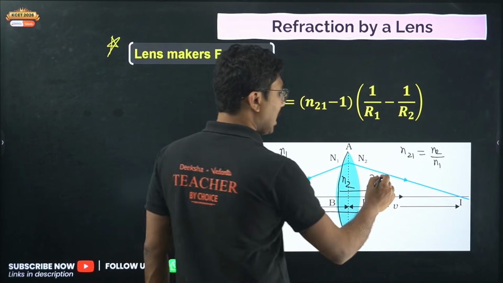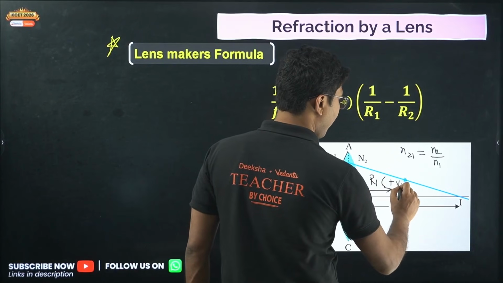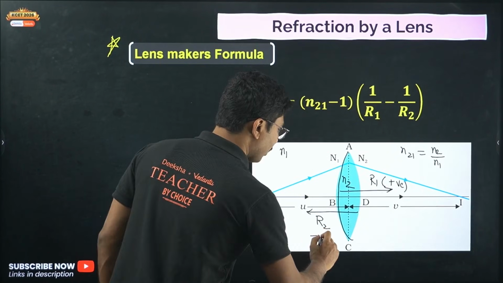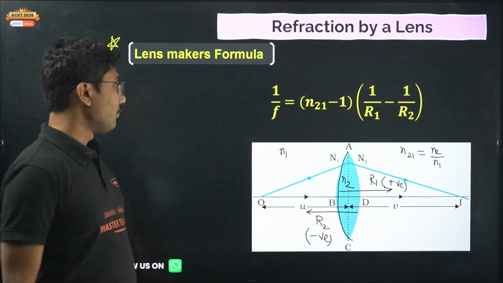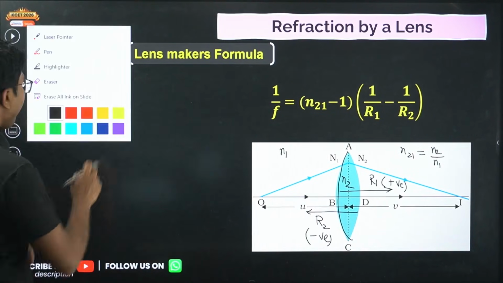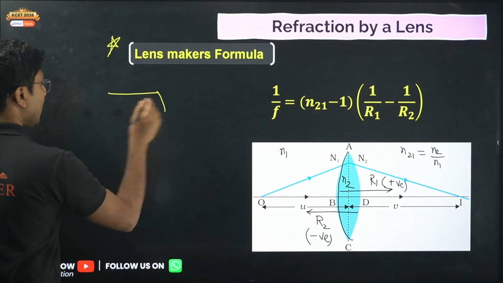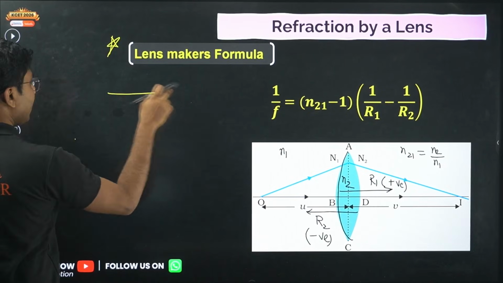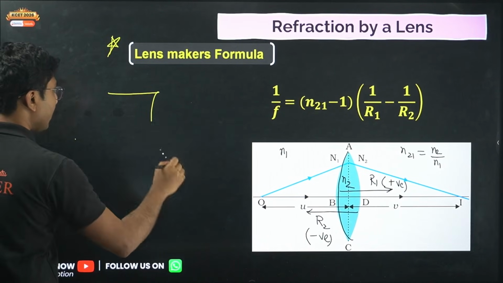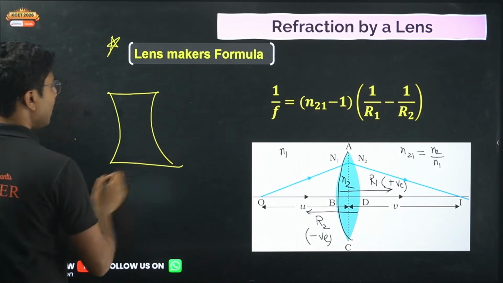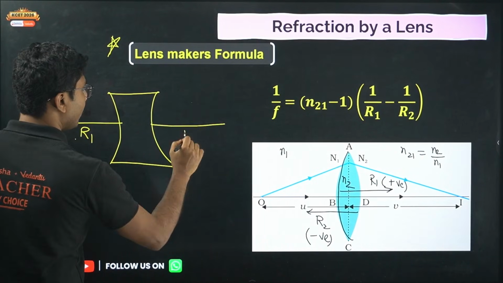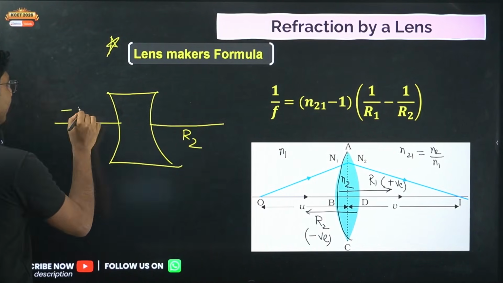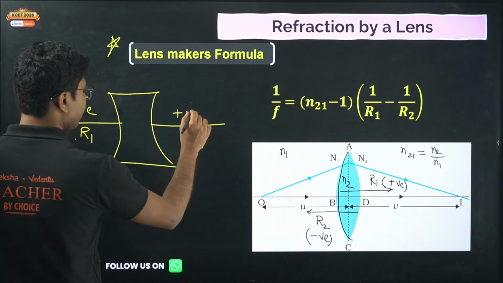Okay, so obviously r1 is positive, r2 is negative for a convex lens. For a concave lens it will be opposite. The sign convention is very, very important. No matter what formula you are using, if you are solving a problem on lenses, sign convention is very, very important. So this is r1, this is r2 for a concave lens. So this is negative, this is positive.